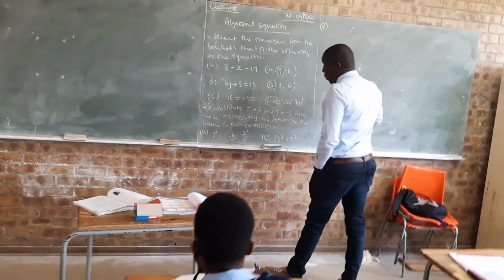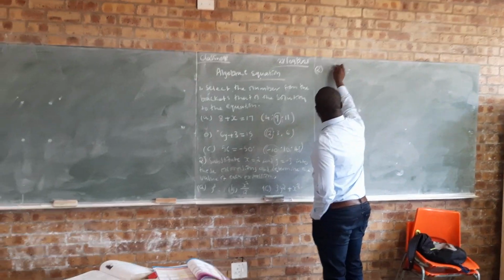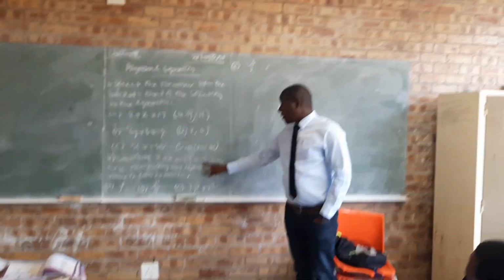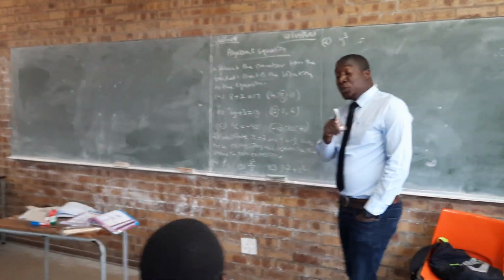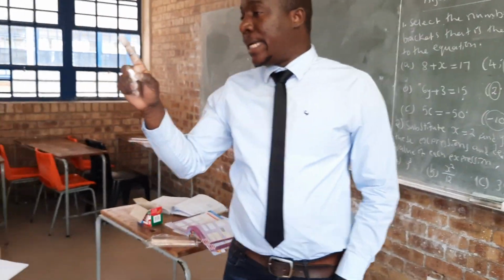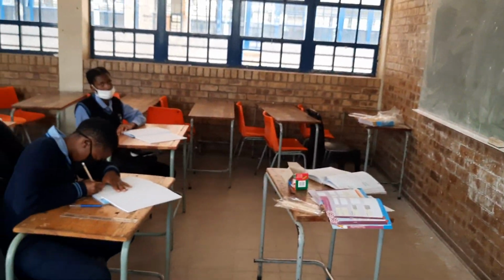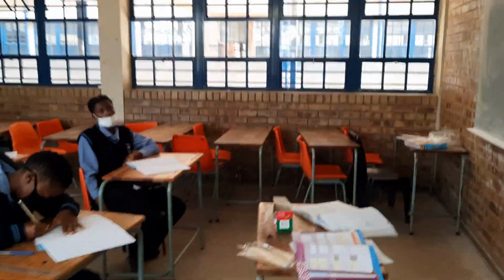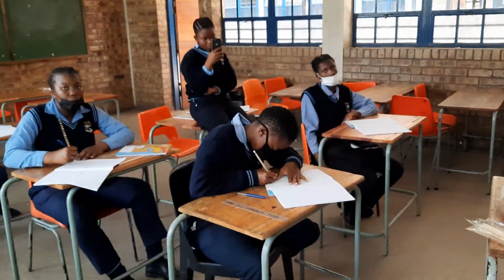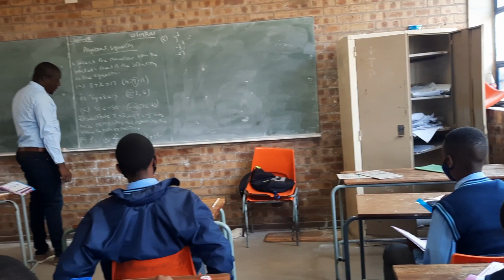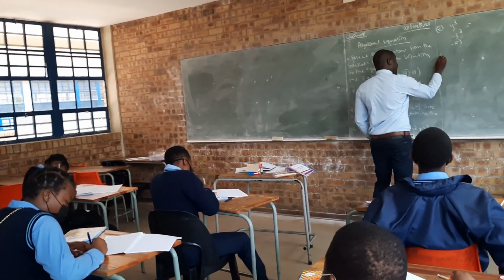In number 2 we have y cubed. So what is the value for y? Negative 3. That means when we see y, we are going to put negative 3. So it's going to be negative 3 cubed. Okay, 3 cubed, what? Negative 27. Yes.